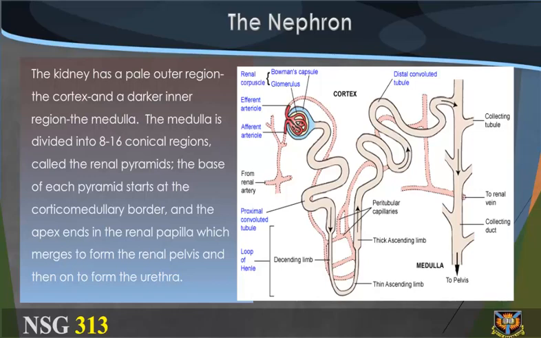The medulla is divided into 8 to 16 conical regions called the renal pyramids. The base of each pyramid starts at the corticomedullary border, and the apex ends in the renal papilla, which merges to form the renal pelvis, and then on to form the ureter.